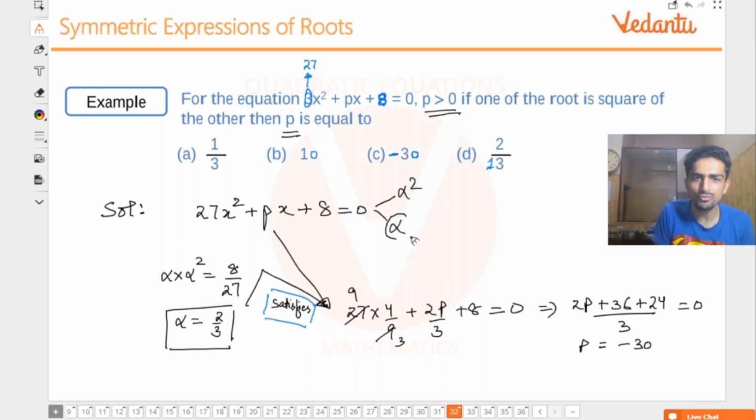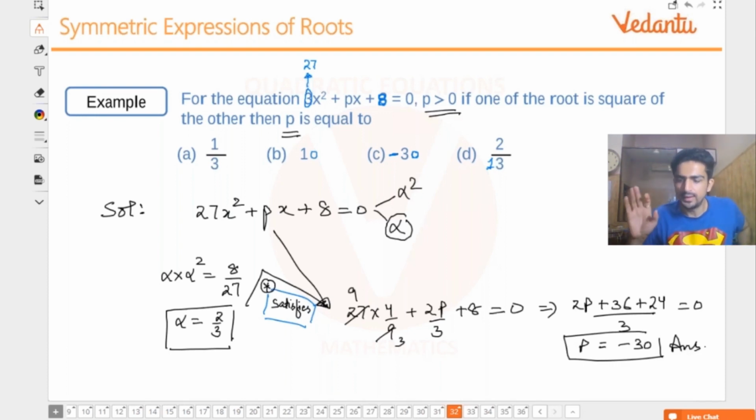Now alpha was one of the roots, so clearly alpha will satisfy the equation. This step is very important. Alpha is 2 by 3, a root, and we know a root will satisfy the equation. So we just substituted alpha equal to 2 by 3 in the equation: 27 into (2 by 3) square plus p into 2 by 3 plus 8 should be 0. From here we got p equal to minus 30. Anybody having doubt in any step, just ask me.